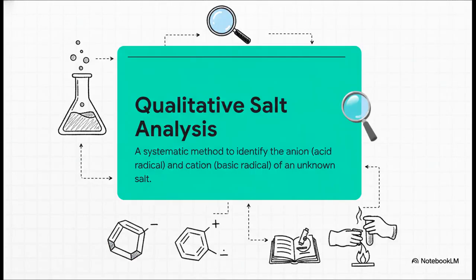Now, the official name for this whole process is qualitative salt analysis. But honestly, let's just call it what it is: chemical forensics. Our job is to ID the two suspects that make up our mystery salt: the anion, which is the acid radical, and the cation, its basic partner. This whole system of tests, well, that's our forensic toolkit.